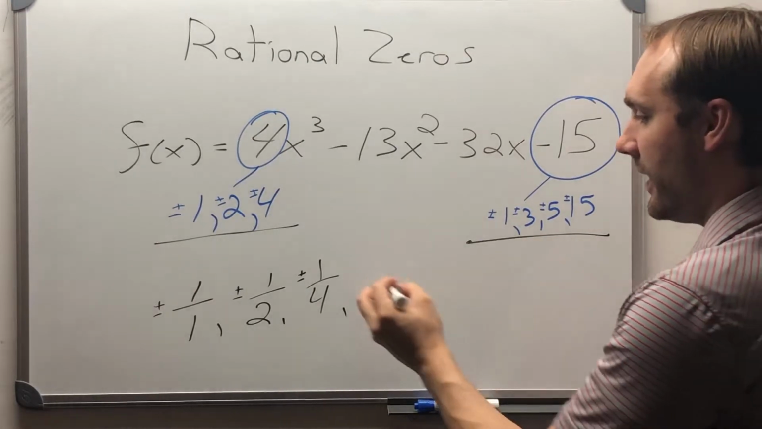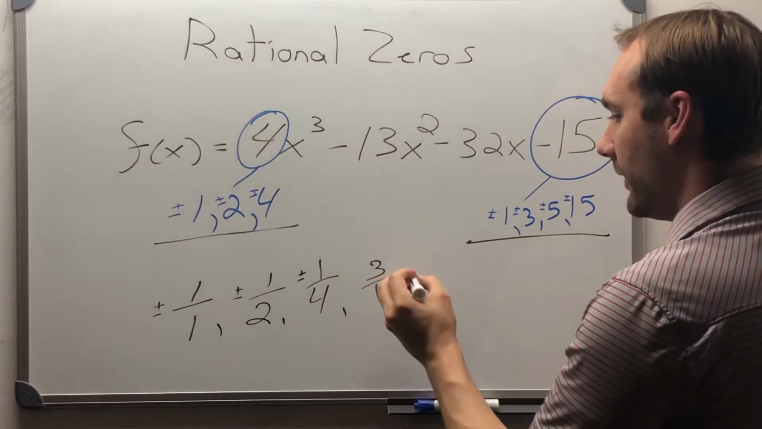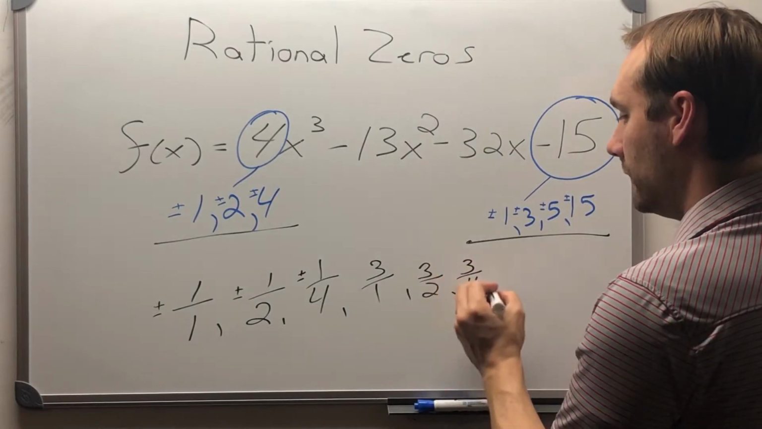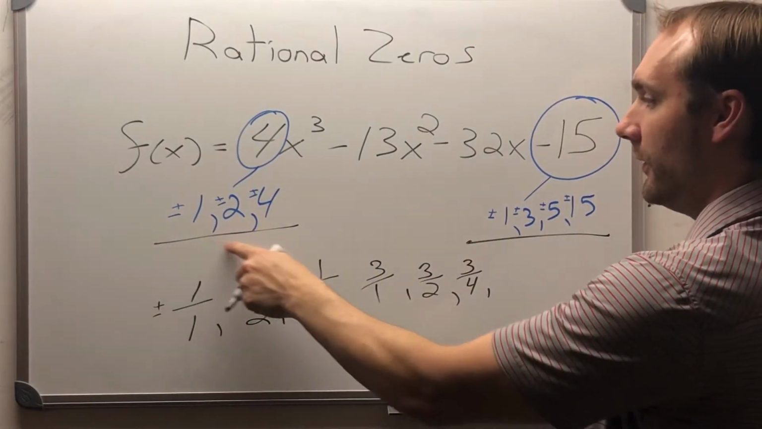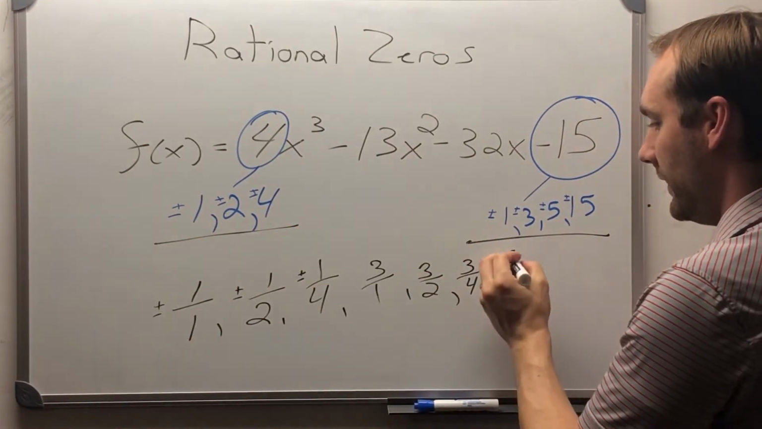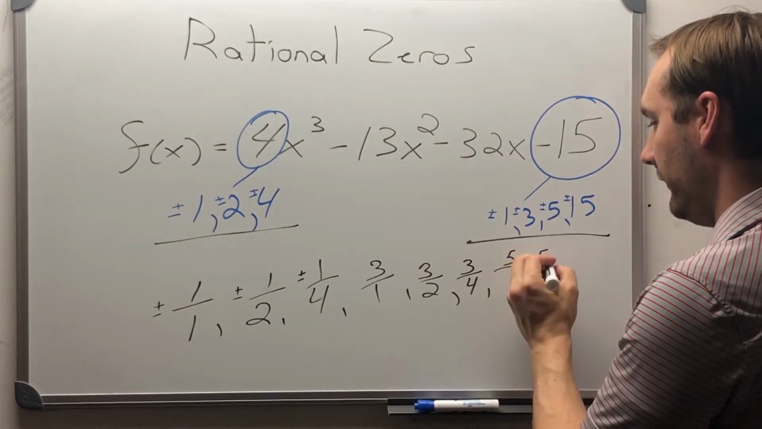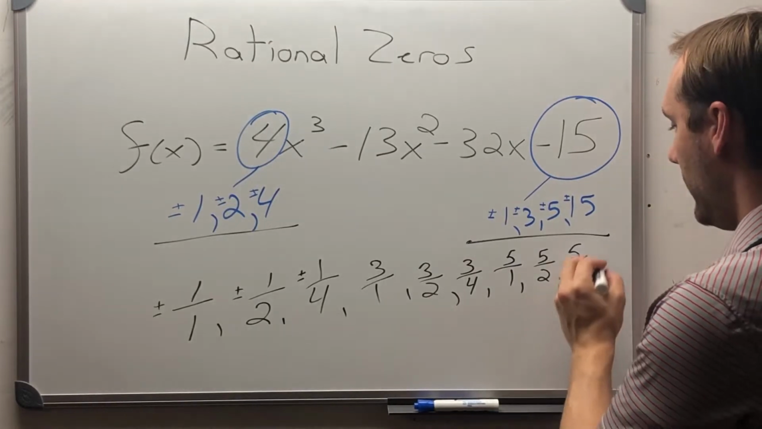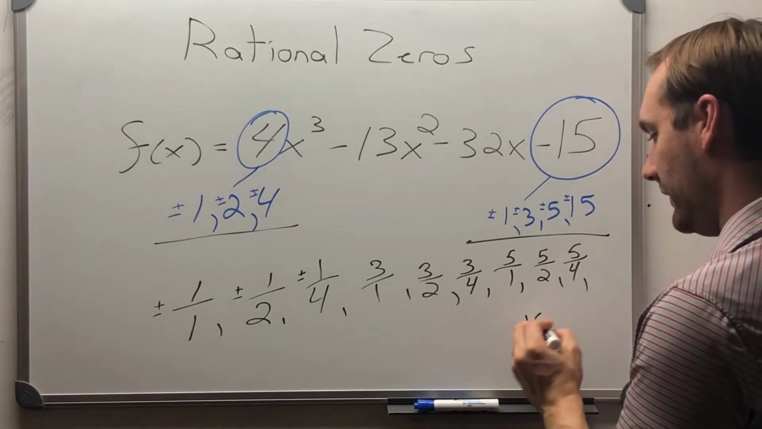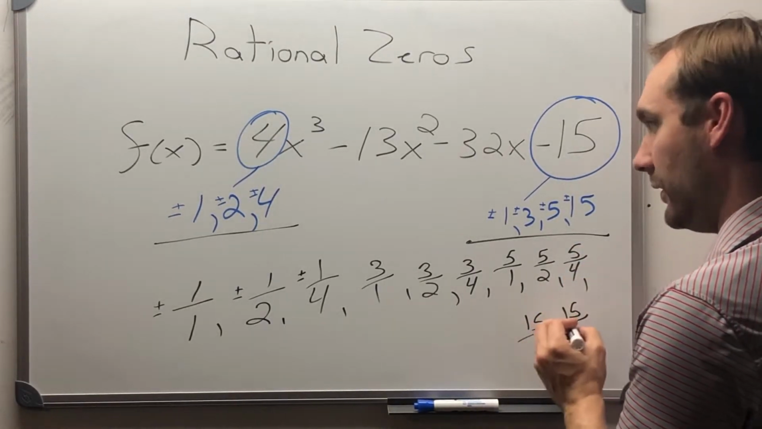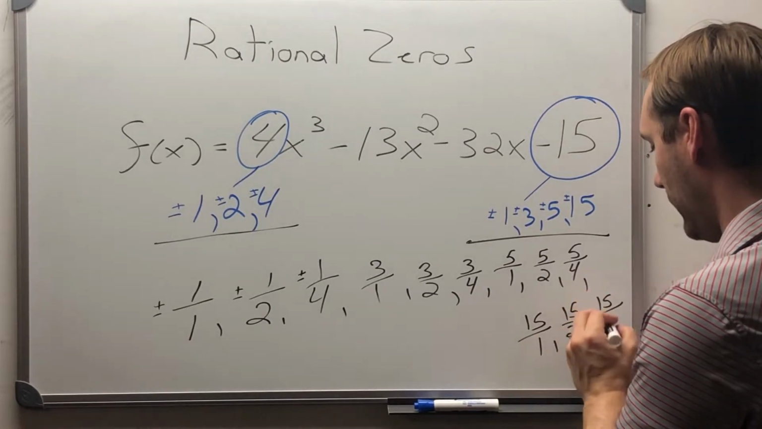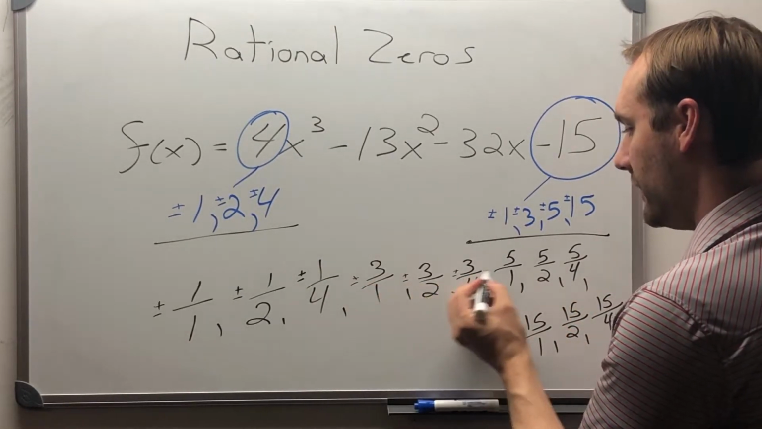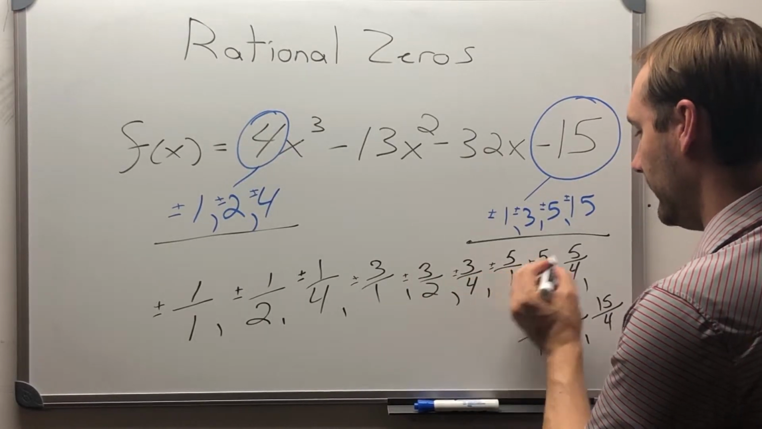So let me move on to the next. 3 over 1, 3 over 2, and 3 over 4. And let me do the same with 5 over 1, 5 over 2, 5 over 4. And last but not least, 15 over 1, 15 over 2, and 15 over 4. Again, the plus and the minus from each and all of these.